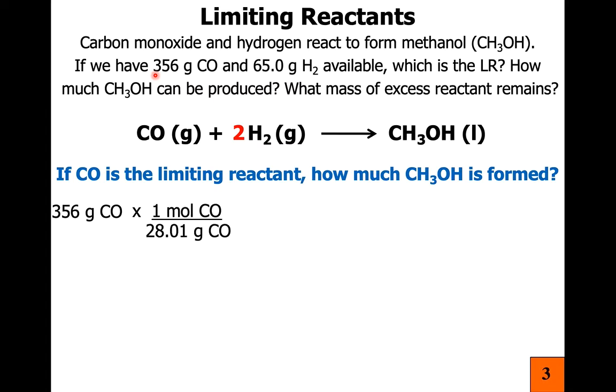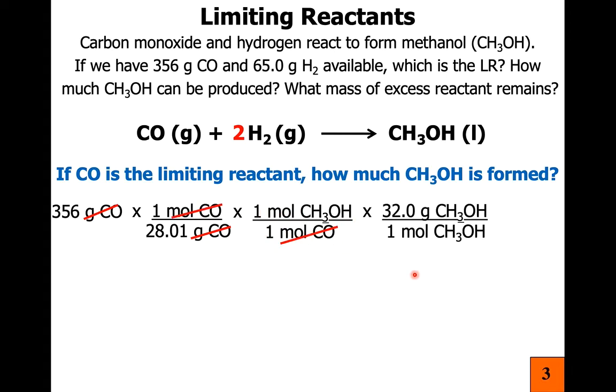So convert the carbon monoxide into moles. Use the coefficients. Here there's an implied 1, and over here there's an implied 1. So for every 1 carbon monoxide, I get 1 methanol. And then finally, let's go ahead and take it to mass. So this is the molar mass of methanol. And so I don't know yet whether this number is going to be useful or not until I do the second calculation.